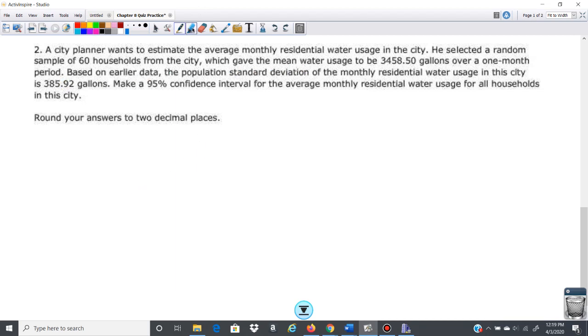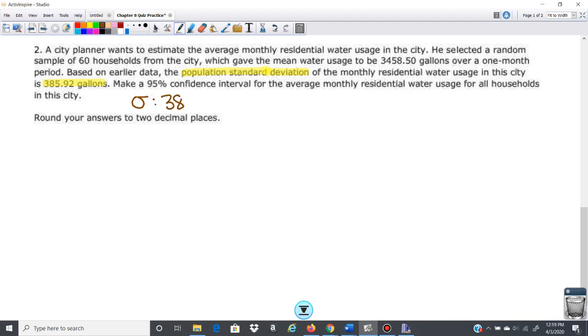Okay, so Z or T? So let's take a look. Based on earlier data, the population standard deviation is known. Okay, so I have population standard deviation, so this is Z. Population standard deviation is known, so we are using the Z table.